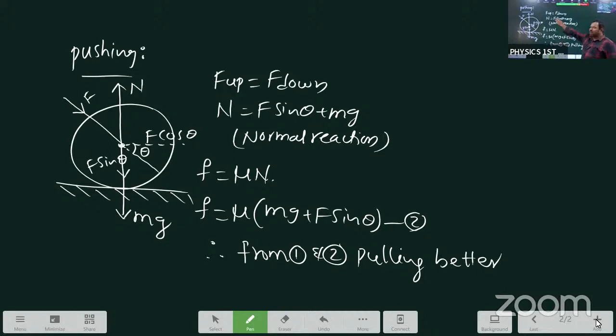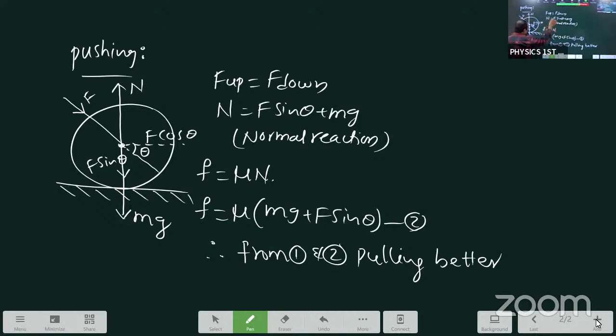pushing, sum of upward force is equal to sum of downward force. Here, normal reaction upwards, mg downwards. Same situation as the previous case. Pushing, external force F. This is push, this is pull, arrow mark different. Quite opposite, student. F divided into two components. Normal reaction upwards, mg plus F sin theta downward.